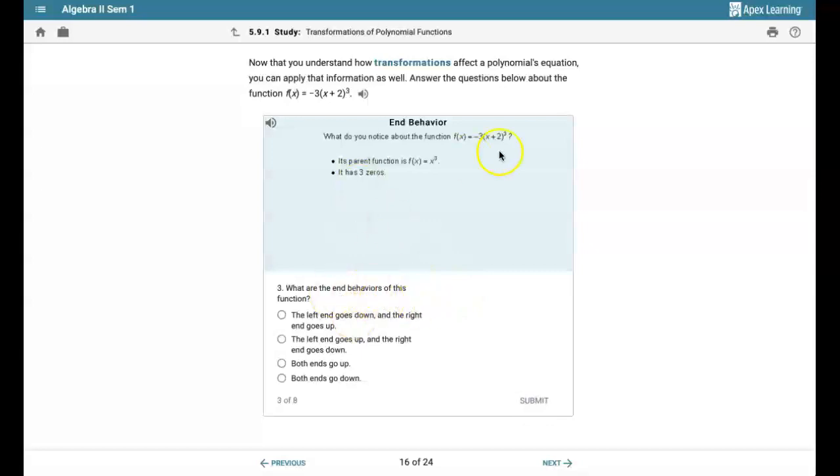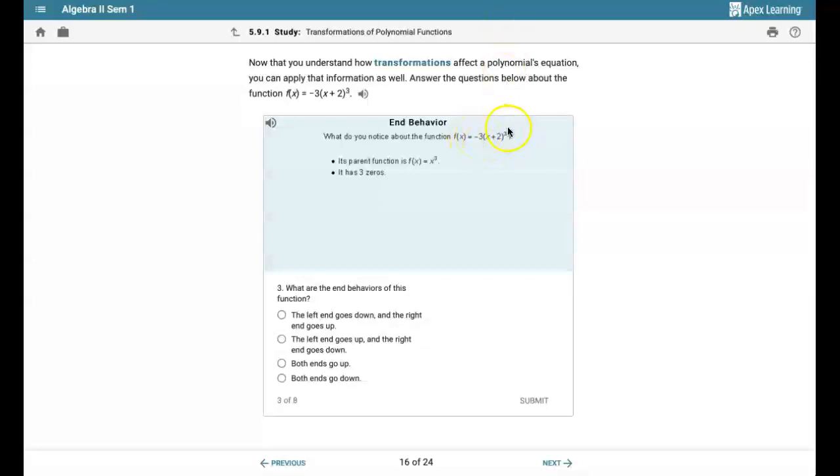What's the end behavior going to look like? Well, we would have to look at the exponent. So it's x cubed. So one's going to go up and one's going to go down. Now the question becomes which one goes up and which one goes down, and that's going to be dependent on this coefficient here.